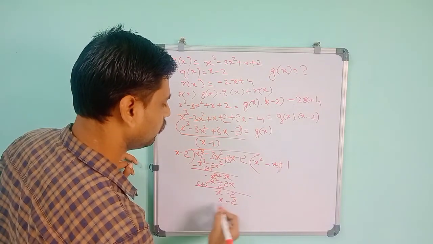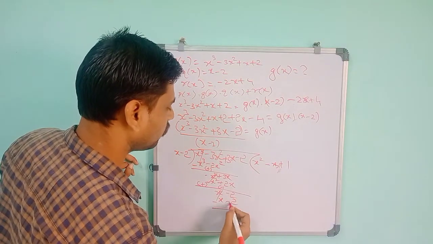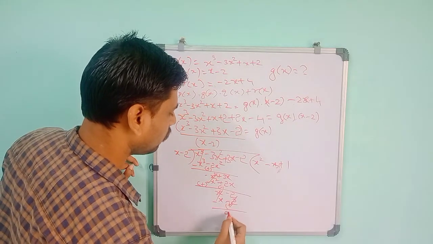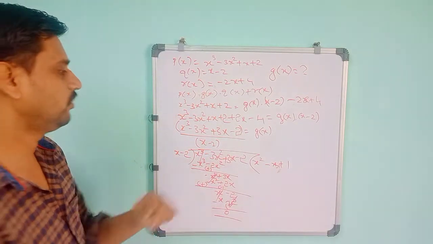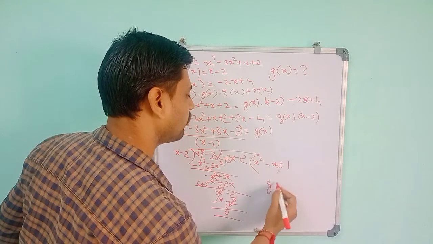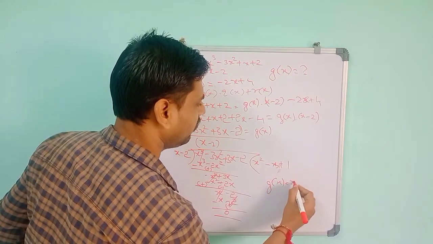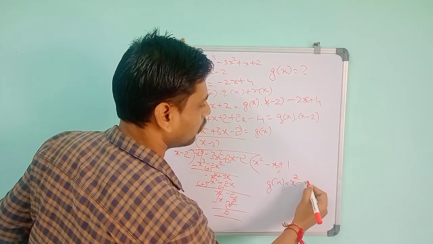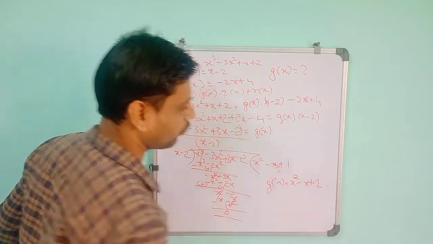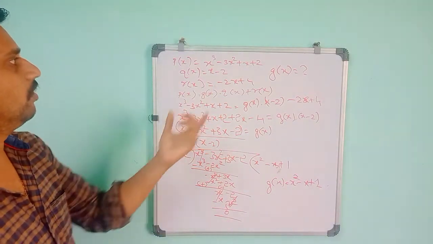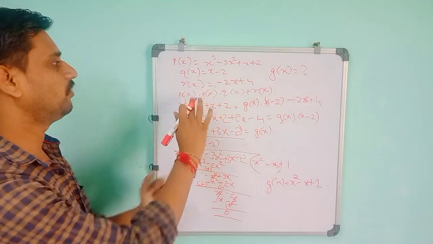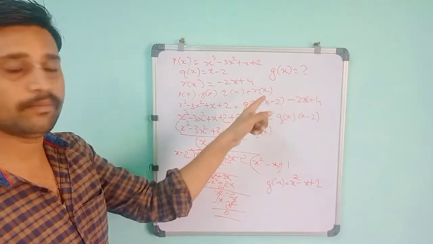X minus 2. Therefore this will be plus, and this cancels. So the remainder will be 0. So g of x is equal to, lastly, g of x is equal to x square minus x plus 1. X square minus x plus 1. So it means you have to take the formula p of x equal to g of x into q of x plus r of x.